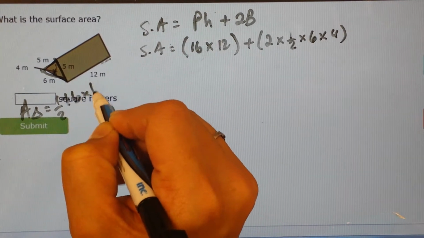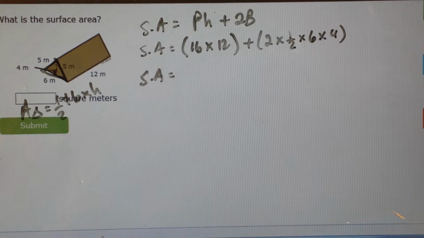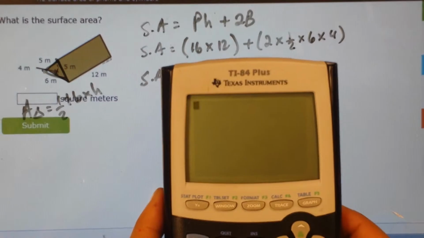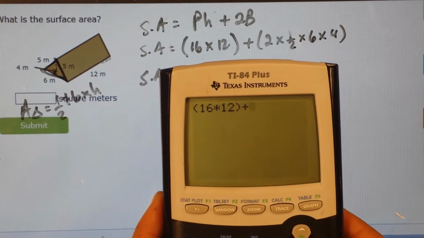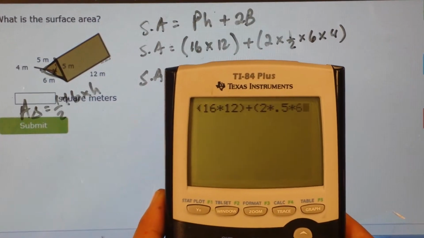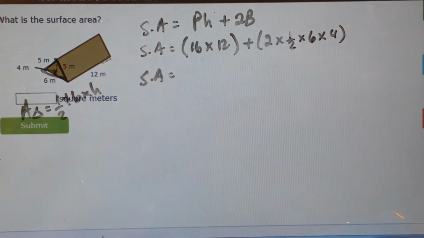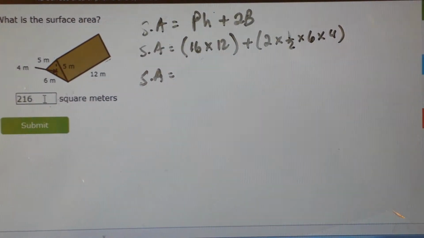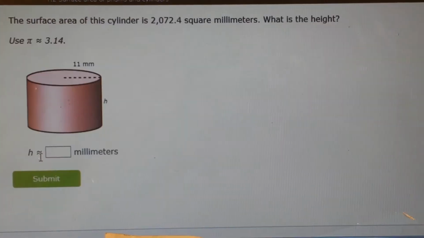times base times height. Okay, then I'm going to teach you how to put it completely in the calculator so that this doesn't take you too much time. You're going to take open parentheses and go 16 times 12, close parentheses, add, open parentheses, 2 times 1/2, which is 0.5, times 6 times 4, close the parentheses, press enter, and you have 216. So your surface area is equal to 216. Alright, so punch in 216 in the computer, press enter, terrific.